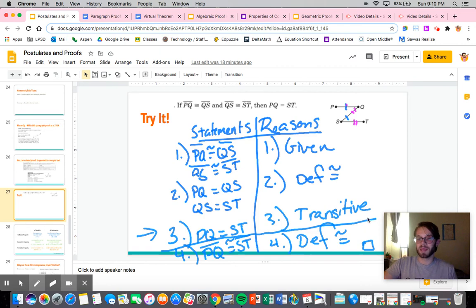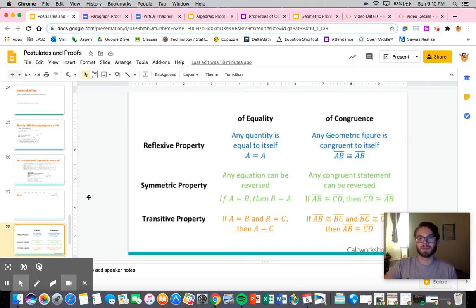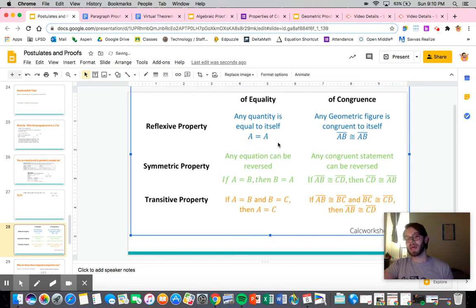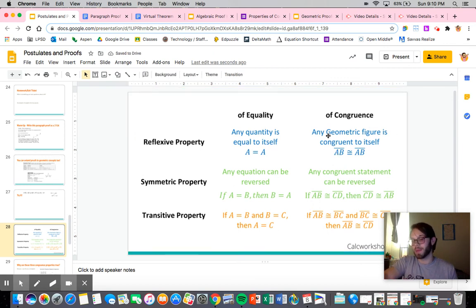But ultimately, that's fine. You can see what we could do if we kept going a step further. I actually got a little ahead of myself, because what we are now looking at is the reflexive property, symmetric property, and transitive property of congruence, right? They work for equality, so A is equal to A, but as it turns out, they also work for congruence. So segment AB is congruent to segment AB.